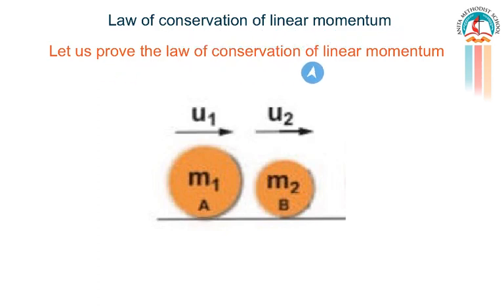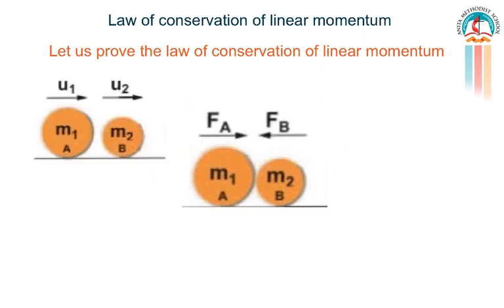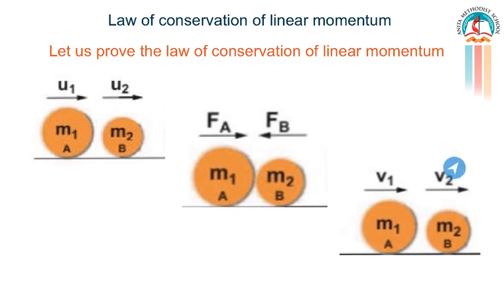To prove the law of conservation of linear momentum, let us consider two bodies A and B of masses m1 and m2 moving with the velocities u1 and u2 in a straight line. Let the velocity of the first body be greater than that of the second body. That is, u1 will be greater than u2. During an interval of time t seconds, they collide. After the impact, both of them move along a straight line with the velocities v1 and v2.